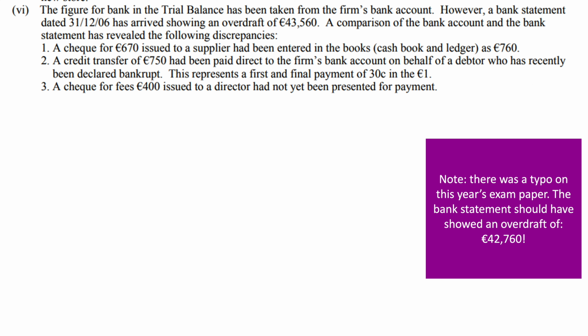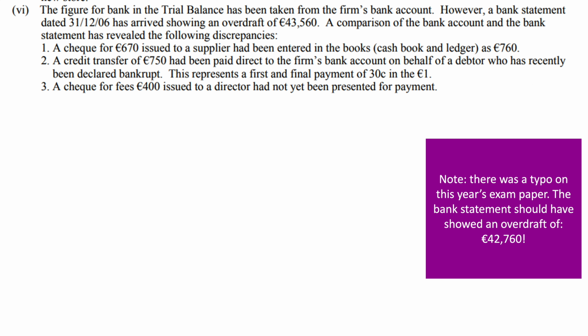Okay, so note 6. The figure for bank in the trial balance has been taken from the firm's bank account. However, a bank statement dated 31st of the 12th, 2006 has arrived showing an overdraft of 43,560, which, as you know, should have been 42,760. A comparison of the bank account and the bank statement has revealed the following discrepancies. Number 1, a cheque for 690 issued to a supplier had been entered in the books, cash book and ledger as 760.